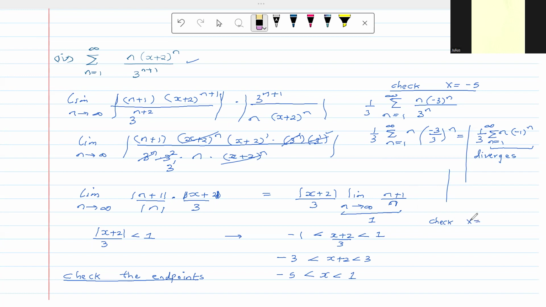x equals 1. So again, we have the sum as n starts from 1 to infinity of n, 1 plus 2, that's 3, so having 3 to the power of n, and then I'm dividing here by 3 to the power of n plus 1. So it's 3n, then I can factor out 1 over 3. And this will cancel, and I will have a third, the sum as n starts from 1 to infinity of n. Again, this one diverges. That means that our interval of convergence is open parenthesis, in terms of interval notation, minus 5 to 1. That's the end of the video.